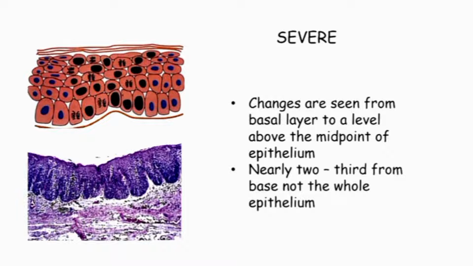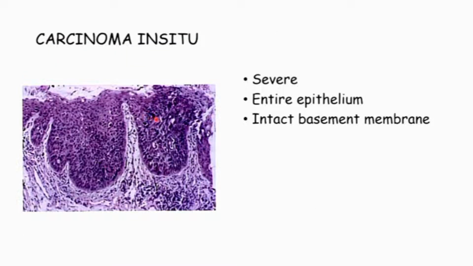Next is carcinoma in situ. It is the most severe stage of epithelial dysplasia involving the entire thickness of the epithelium with its basement membrane being intact. No invasion of connective tissue has occurred. This property makes it differ from squamous cell carcinoma.